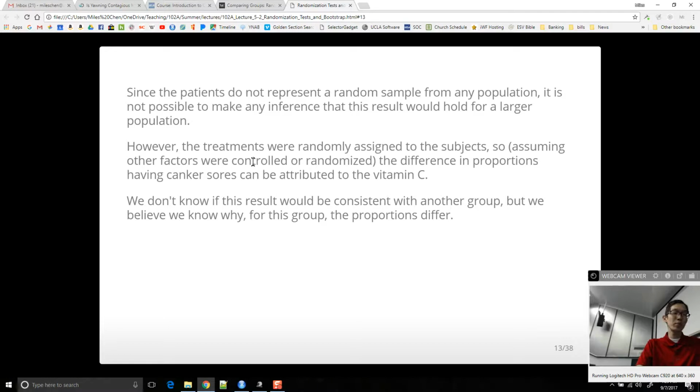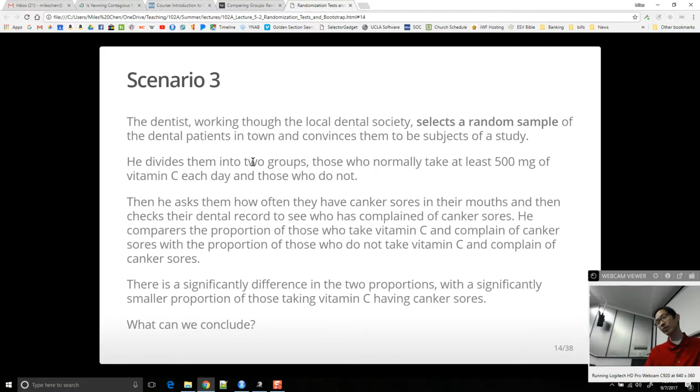Now, you might be able to make some very strong assumptions and say, you know, this group of people is representative of the general population, which is a risky thing to do. But if you're willing to do that, then you can say something like that. But technically, you can't, okay?